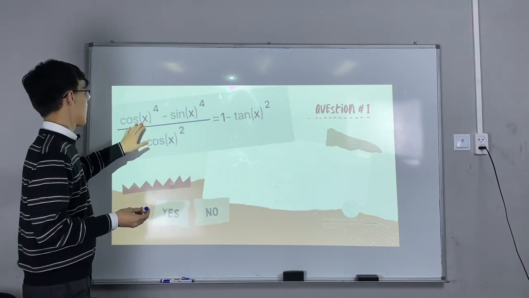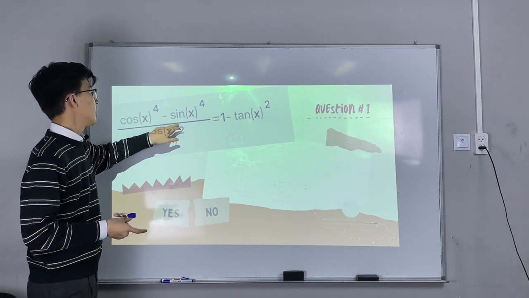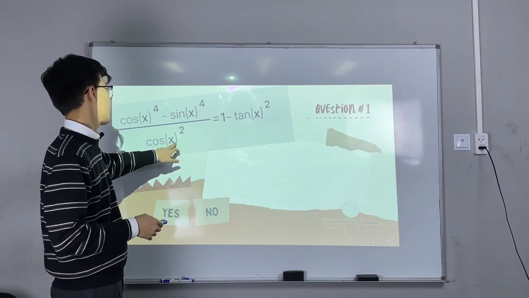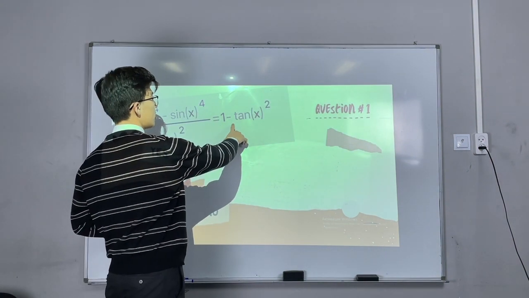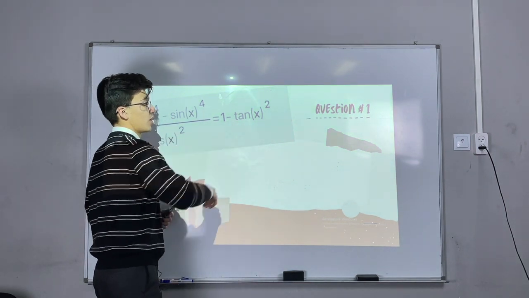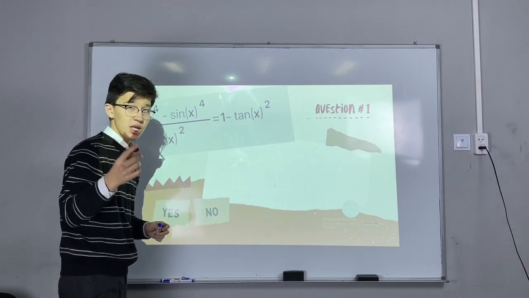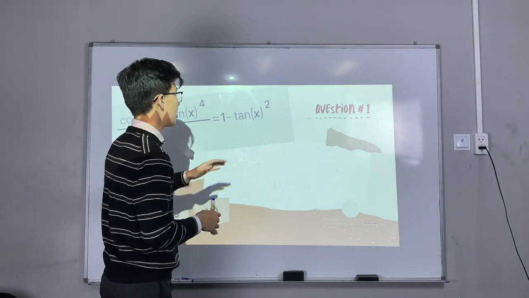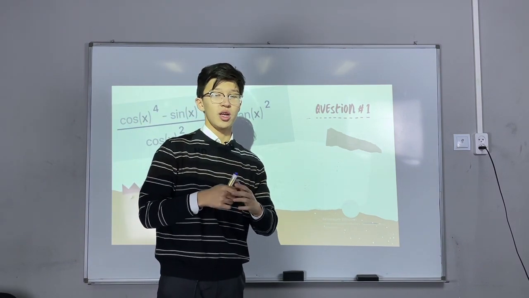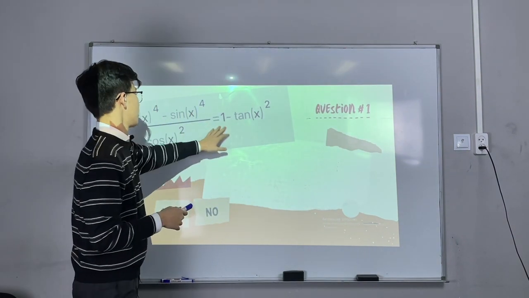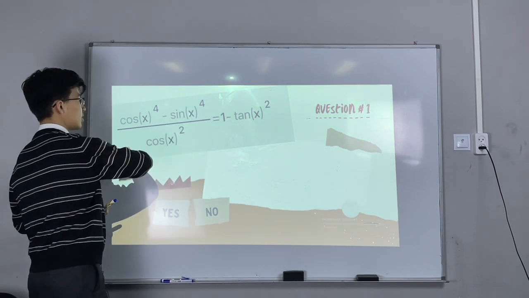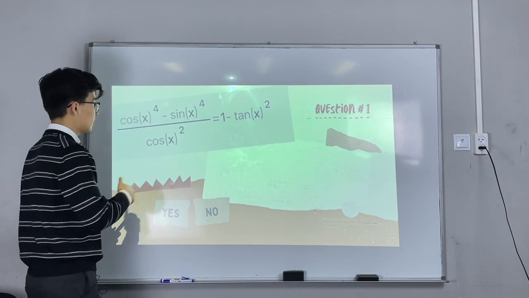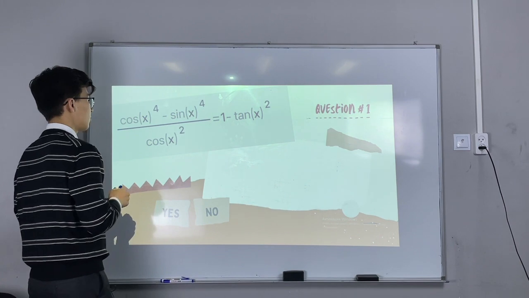Here you can see cosine x to the fourth degree minus sine x to the fourth degree, divided by cosine x squared, is equal to 1 minus tangent x squared. And we have to prove this trigonometric identity. As I said, we have to prove that one side is equal to the other side. And we can work with the left side of this trig identity.